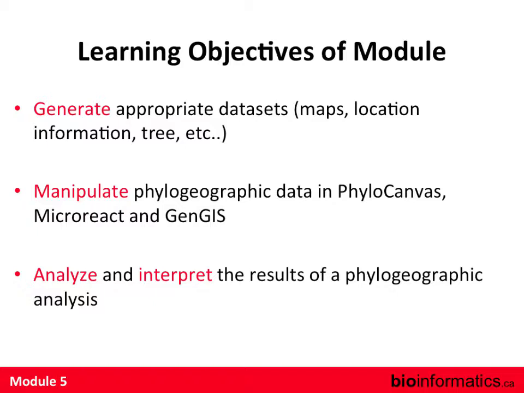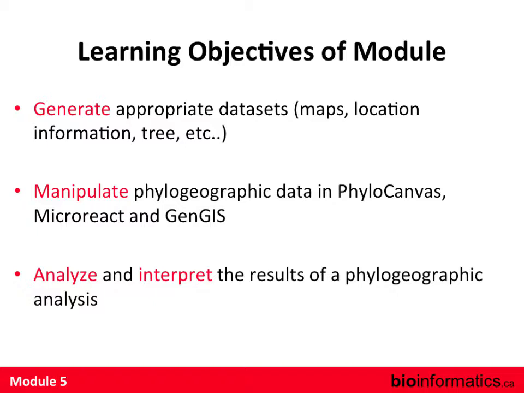It's a fairly profound question, but the idea behind the module is that we want to be able to generate appropriate data sets, right? So what's an appropriate data set? What's an inappropriate data set? We want to be able to take our data sets and manipulate them in various different types of applications. So the ones that you'll be seeing in the tutorial are going to be PhyloCanvas, MycoReact, and Genghis. Giving you a bit more of an overview later on.